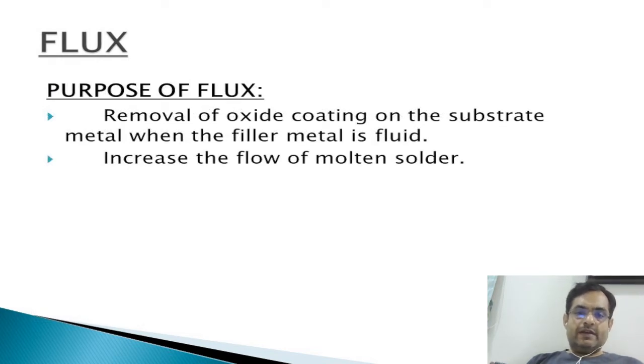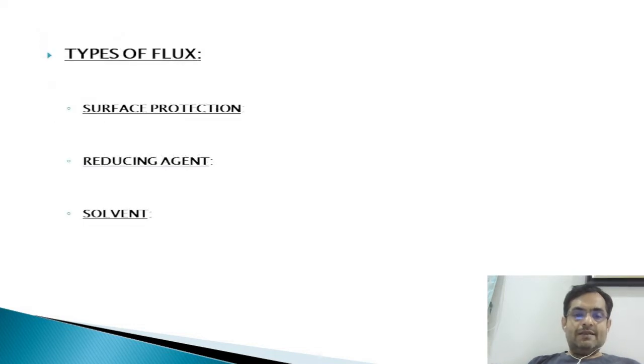The purpose of flux is, as I said earlier, to remove the oxide layer. It increases the flow of molten solder, thereby increasing the strength of the soldered joint. We need to note that the excess use of flux should be avoided, as it can weaken the joint.